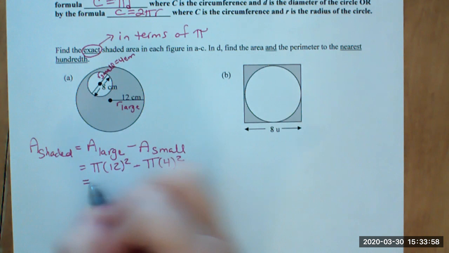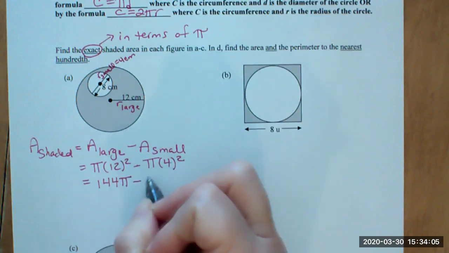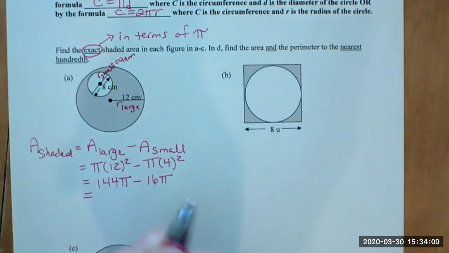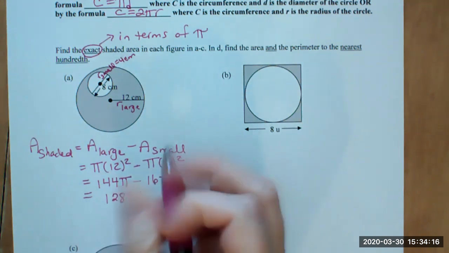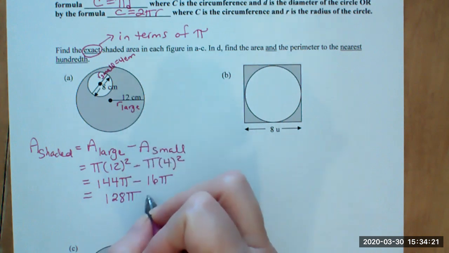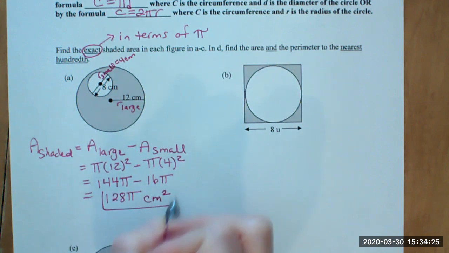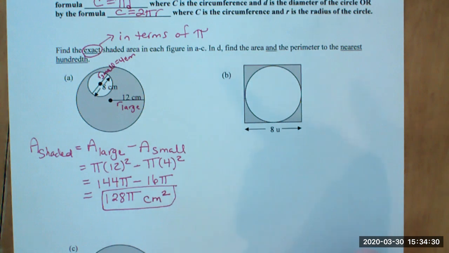12 squared is 144, times pi, minus 4 squared is 16, times pi. If we subtract 144 minus 16, we get 128 pi. Remember, we always write units, and because this is area, it's square units, so we say 128 pi centimeters squared is the area of the shaded region. We're leaving it in terms of pi because we want an exact answer.